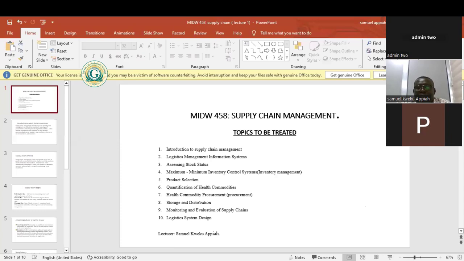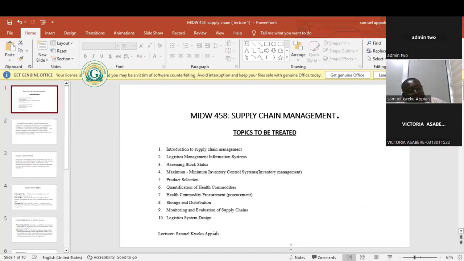Then we're looking at the product selection. The product selection comes under the national essential medicine list, or we talk of the national drug list, because it's not every drug or every health commodity that you can order. You have to look at your facility. Maybe your facility might not have a center to treat, let's say, cancer and some diseases. So definitely, if you place an order for certain drugs, they will not give you. So you have the list.